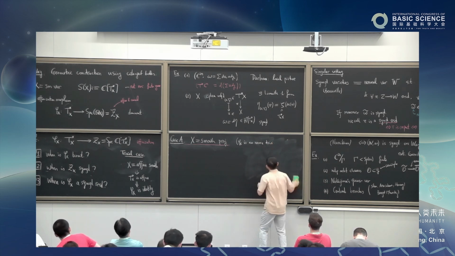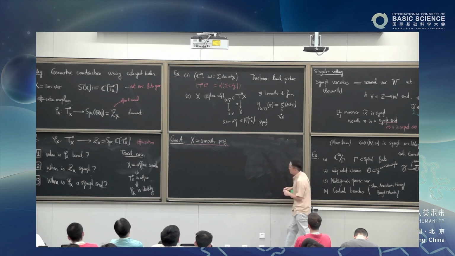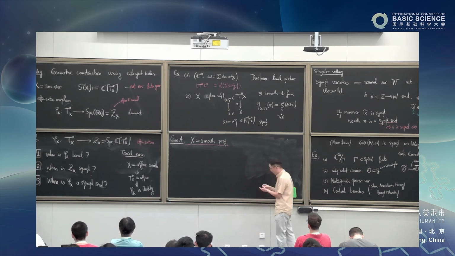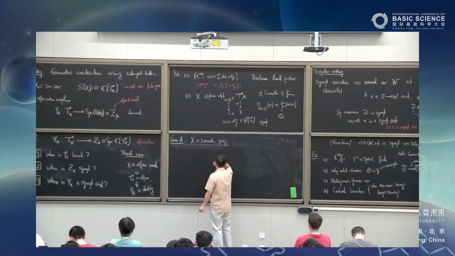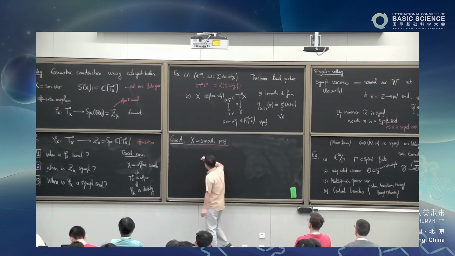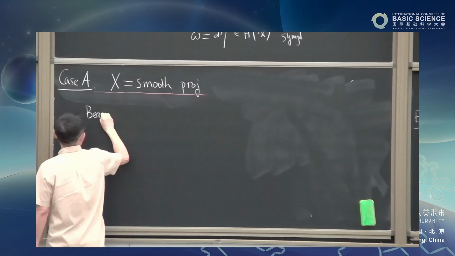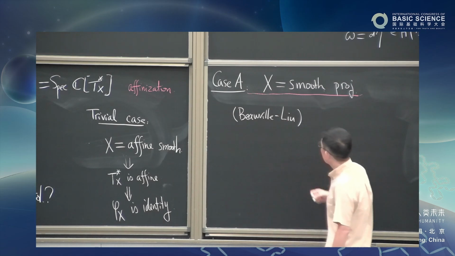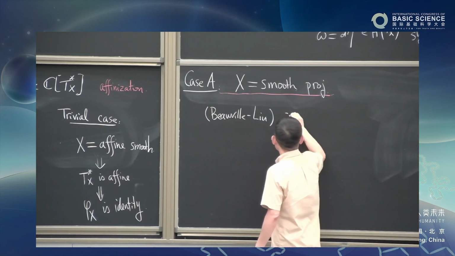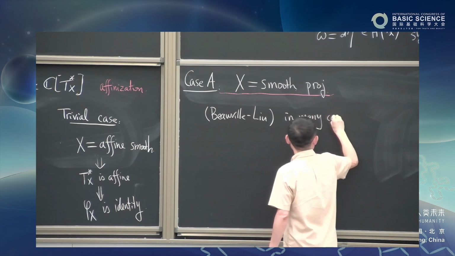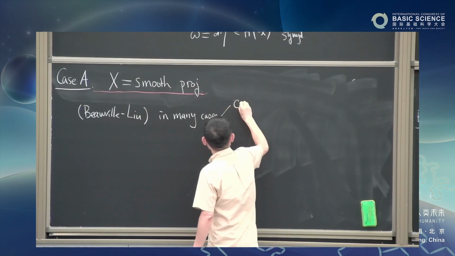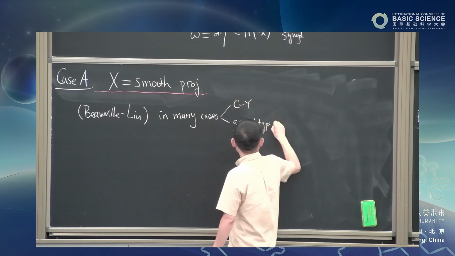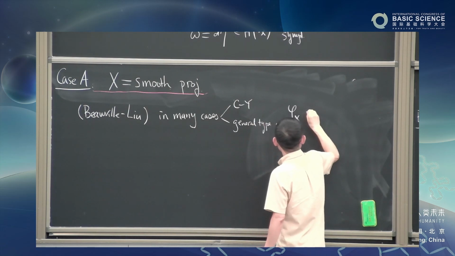And I need to avoid this trivial case, because in many cases this is mapped to just one point. In this case, they are studied by Baohua Fu and Jianliu. In fact, in the paper they show that in many cases, like Calabi-Yau and also general type, this map is trivial, is constant.